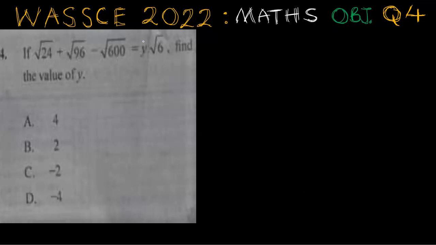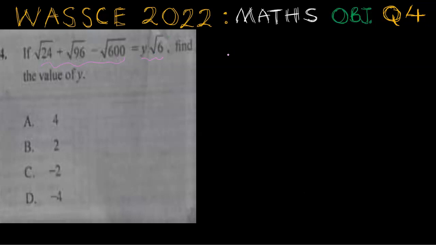This is question 4 in the WAEC objective of 2022. If root 24 plus root 96 minus root 600 equals y root 6, find the value of y. We've got 4 options here. The idea is going to be to simplify the left side and compare it with the right side.